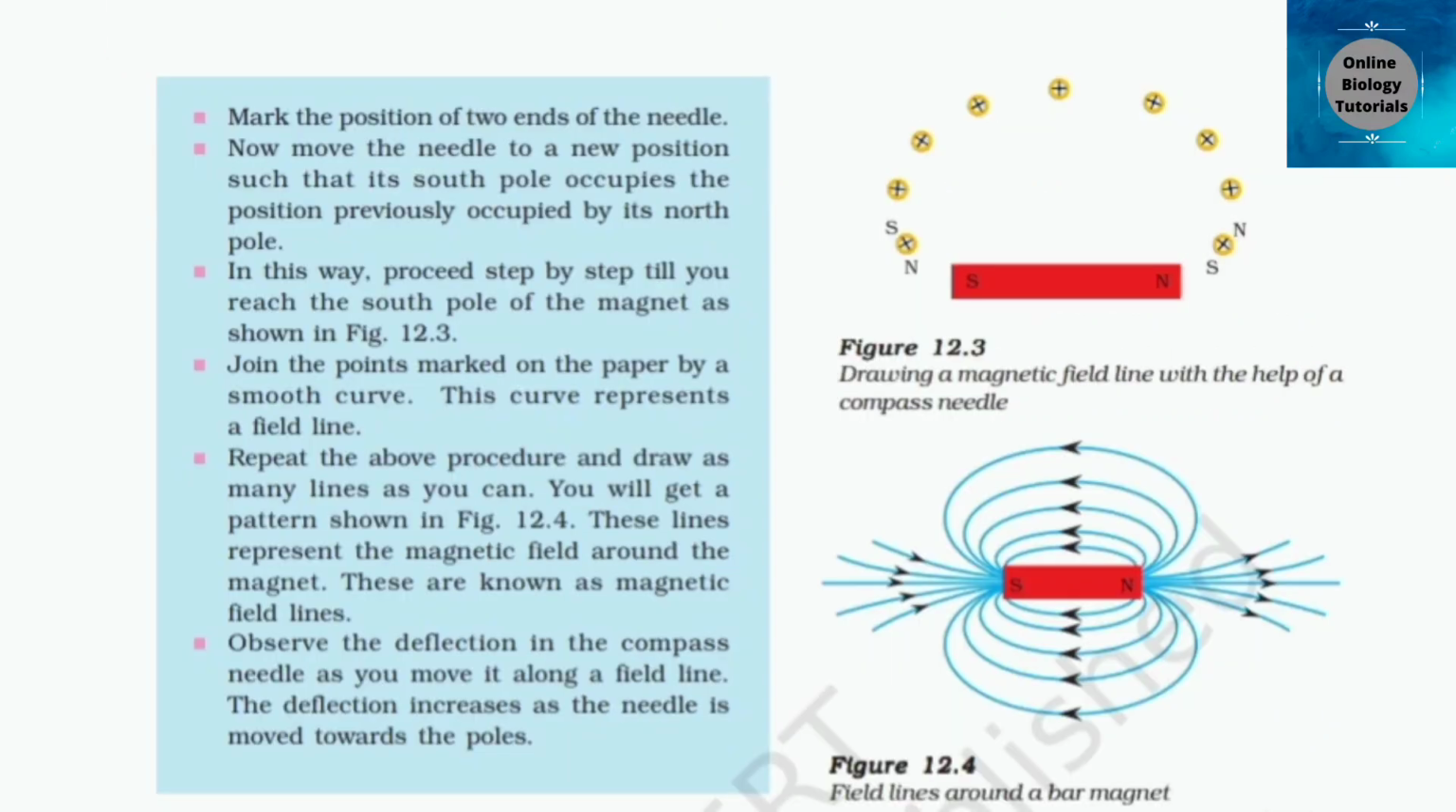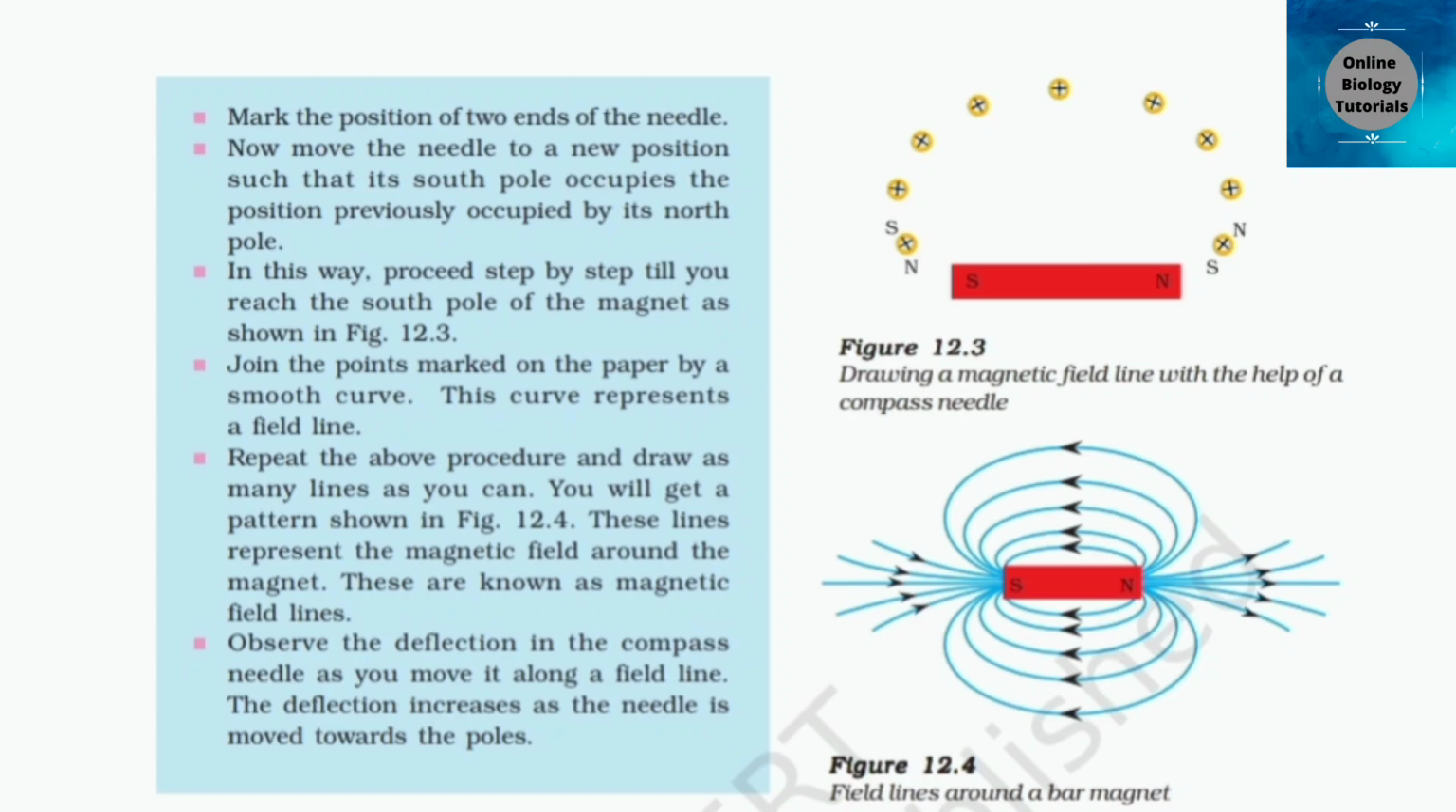And now move the needle to a new position such that its south pole occupies the position previously occupied by its north pole. And in this way, proceed step by step till you reach the south pole of the magnet, as shown in figure 12.3. Join the points marked on the paper by a smooth curve. This curve represents a field line. Repeat the above procedure and draw as many lines as you can. You will get a pattern shown in figure 12.4. These lines represent the magnetic field around the magnet. These are known as magnetic field lines.